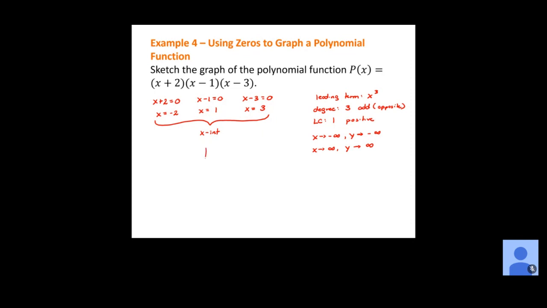So now let's see if we can get a sketch of what this graph might look like. First thing I'm going to do is put my x-intercepts on the graph. So along the x-axis now, I'm going to plot a point at negative 2. I know that's one place we should cross the x-axis. I'm going to put a point at positive 1. That's another x-intercept. And then I'm going to put one at positive 3. That's my last x-intercept.